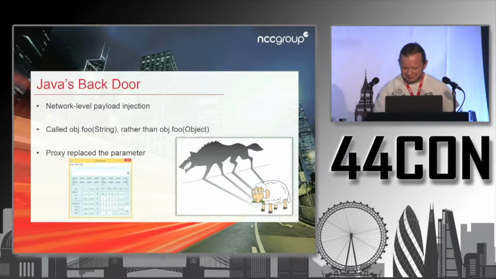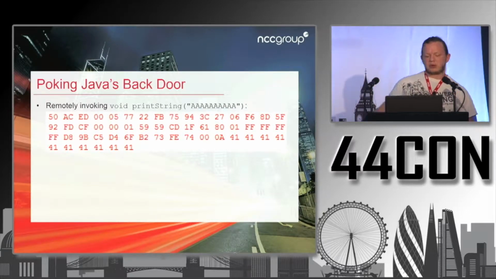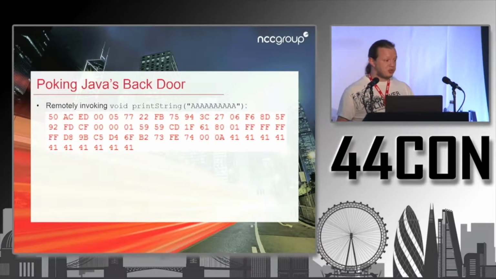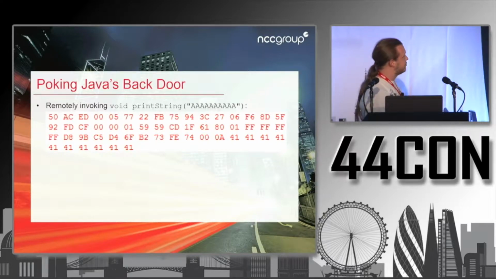What's going on? Let's have a quick look at what was actually going on here. When we remotely invoke, say, a print string method, we've got a string parameter. You see it's 10 of the letter A.